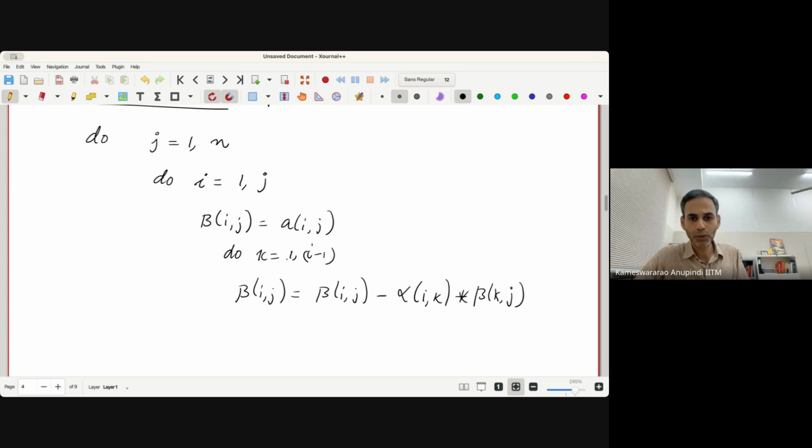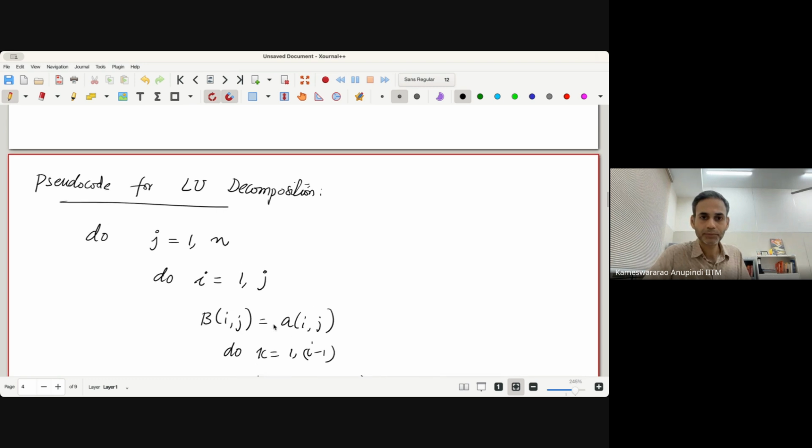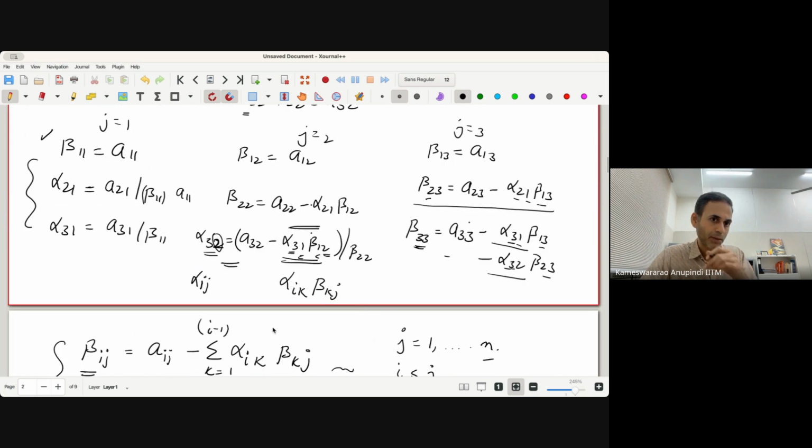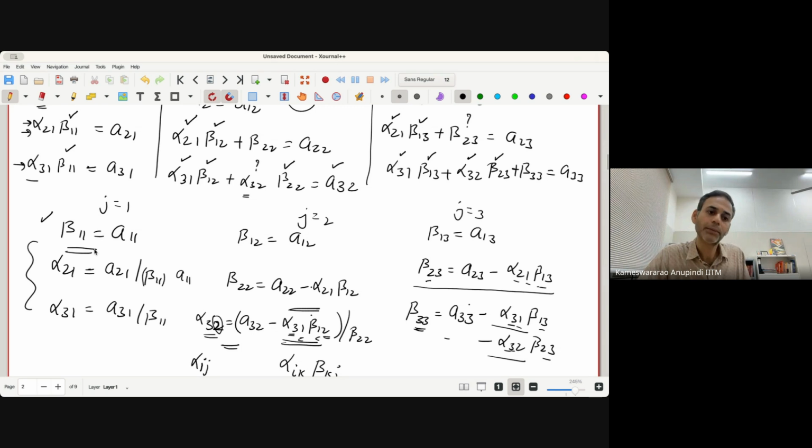Now you notice that if I'm looking at the first element, then i equals 1, j equals 1. Then my beta 1,1 equals a 1,1, and I'm not going to enter this loop because this is going from 1 to 0, right? So it's not going to subtract anything. Only from the second element onwards, it's going to enter this loop. So that basically takes care of whatever the statements we had before. For this one, it is not going to subtract. Only from this one onwards, it's going to subtract. Otherwise, this is going to be just a11.